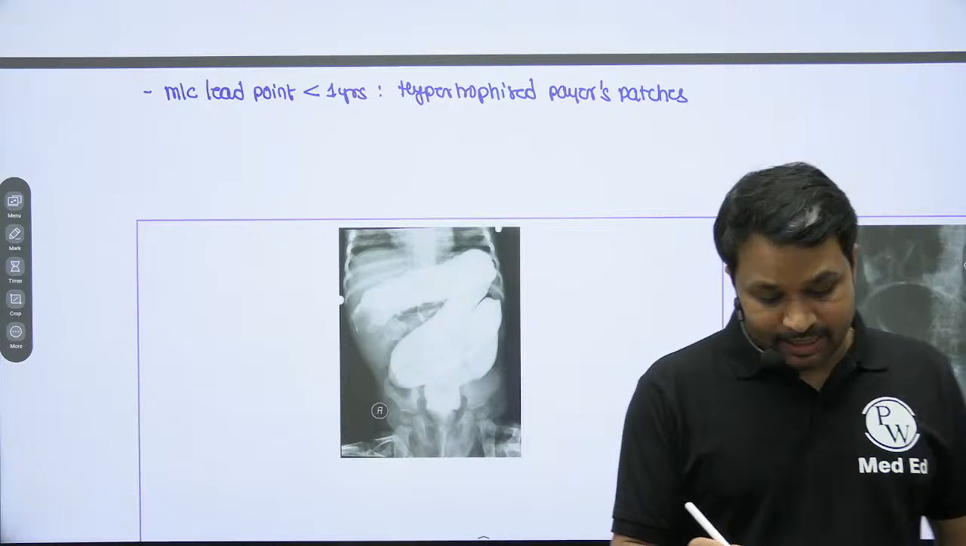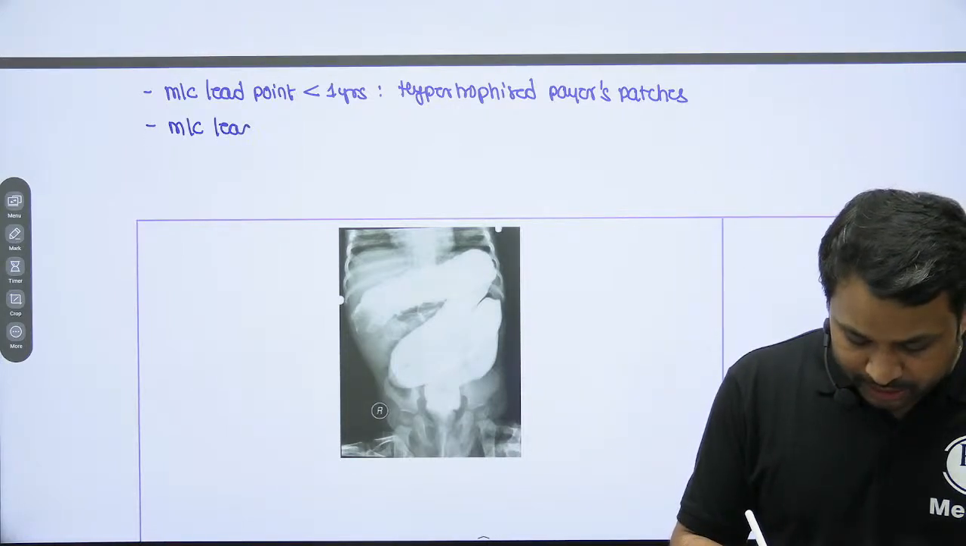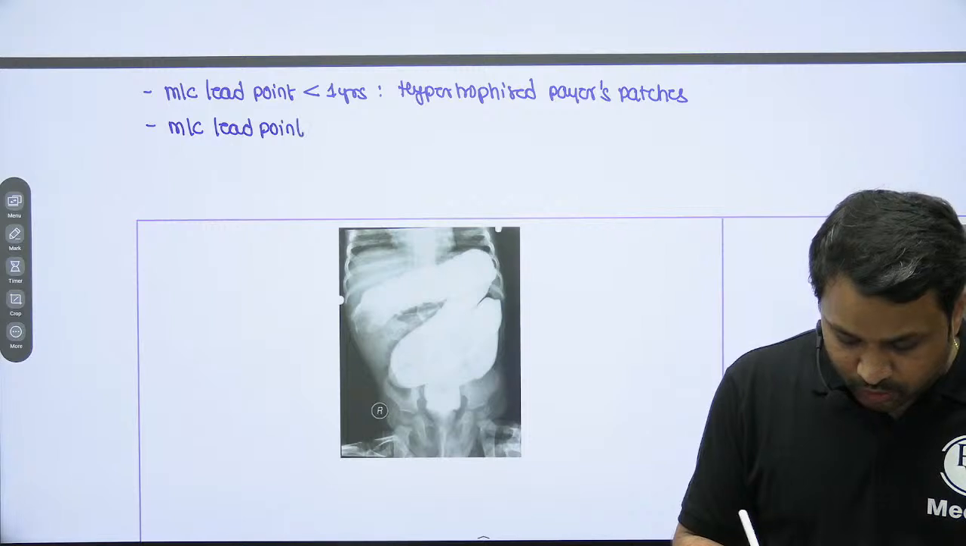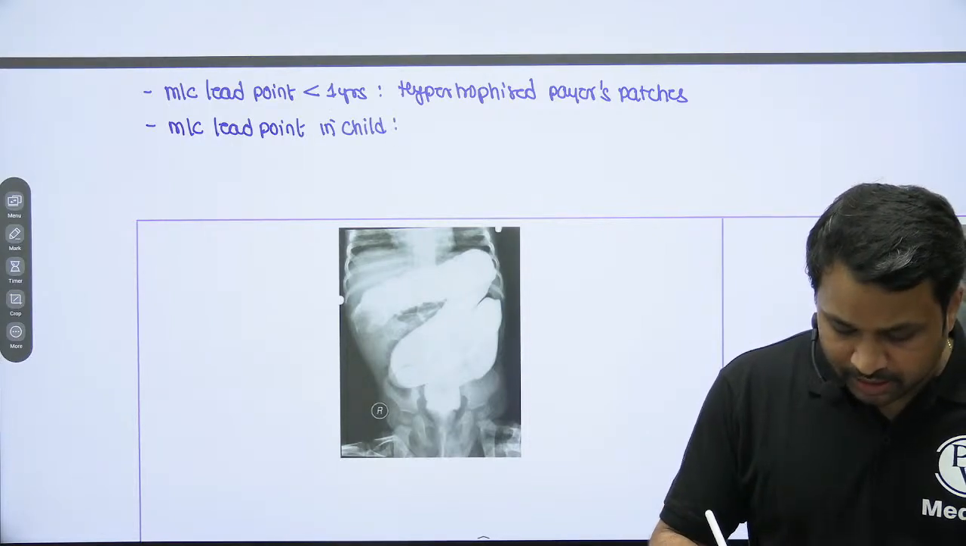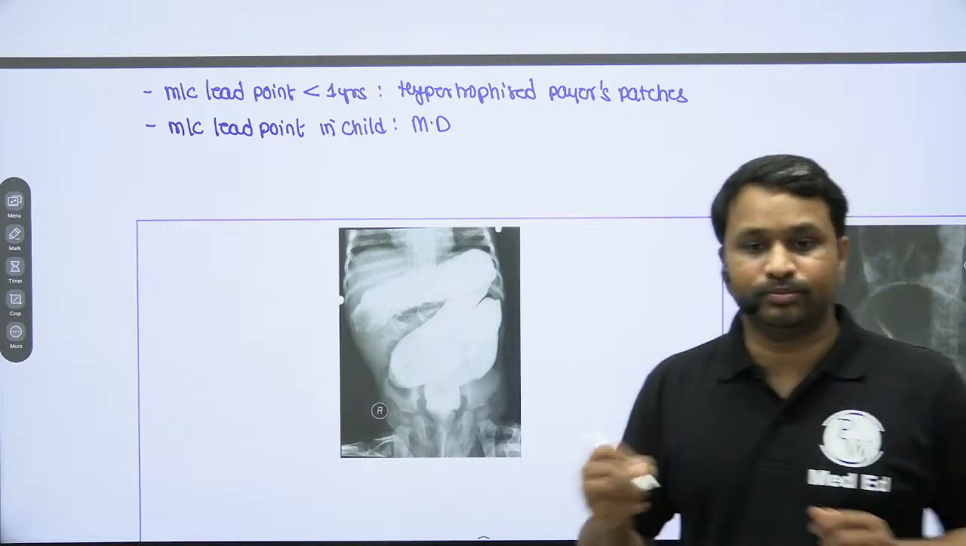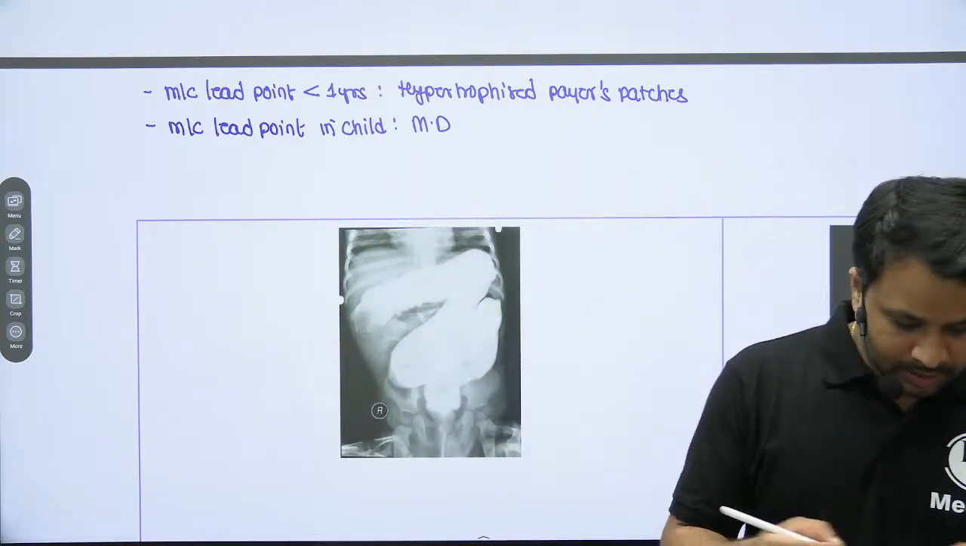If I change the question and ask you, what is the most common lead point in children overall? The answer is going to be Meckel's diverticulum, right? The most common lead point in children causing intussusception is going to be Meckel's diverticulum.